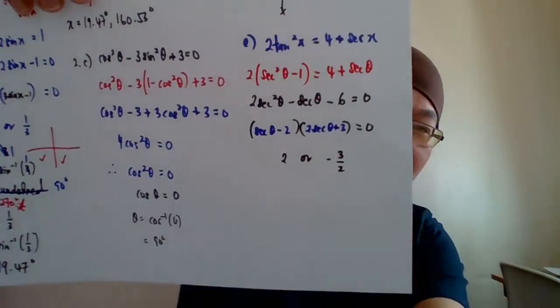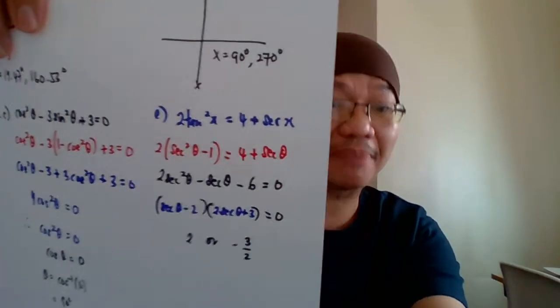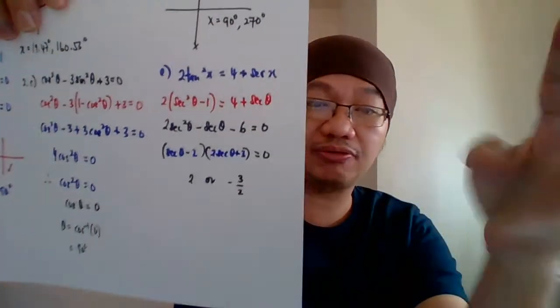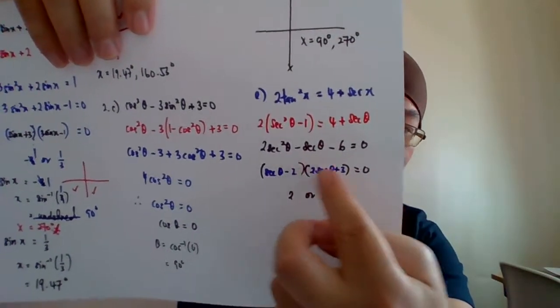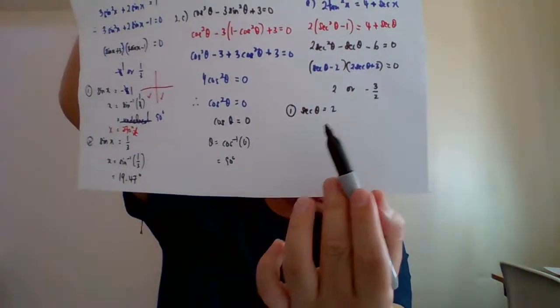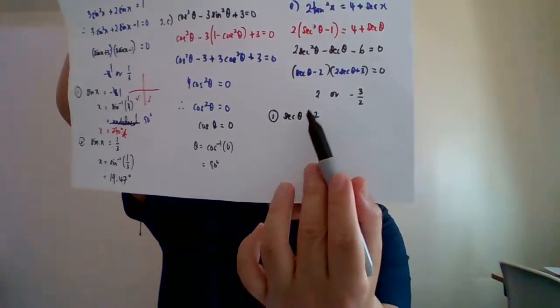Up to this point, you just get maybe around 2 marks. So this soalan is 4 marks. So another 2 more marks, you need to elaborate from the factorization here. Okay, so the first answer is number 1. Sec theta equals to 2. We just write down sec theta equals to 2, right? 2 is your root, so sec theta equals to 2.